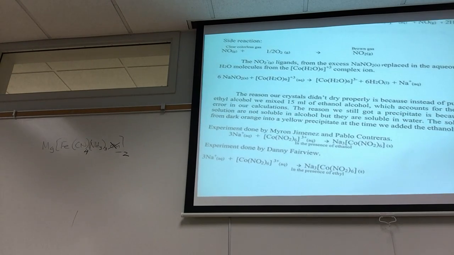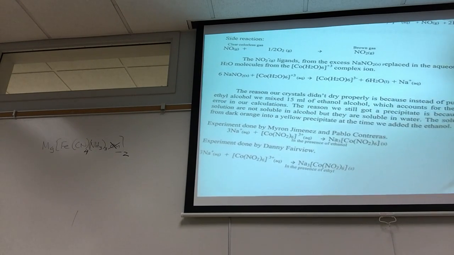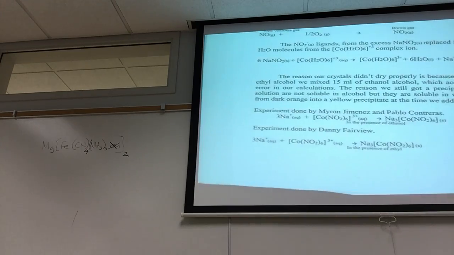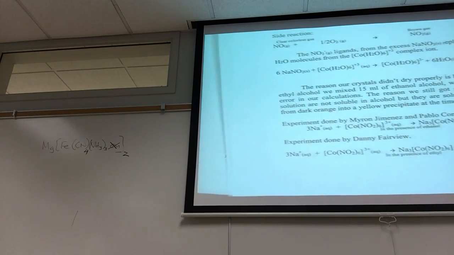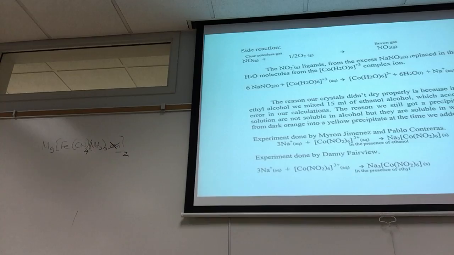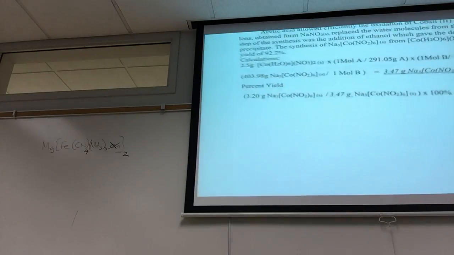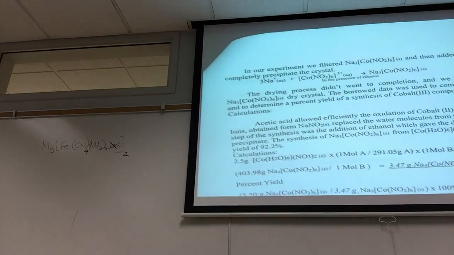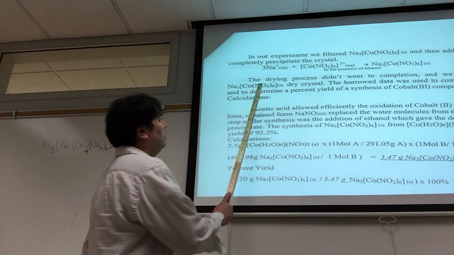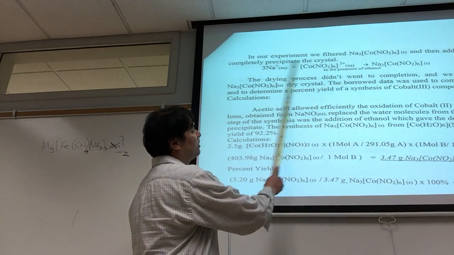I like this cobalt synthesis quite a lot. This cobalt synthesis is a little bit less clean than our chromium synthesis. But anyway, by the end of the reaction, let's say we have the same type of metathesis deal going here. In the presence of ethanol, we're going to precipitate out this.